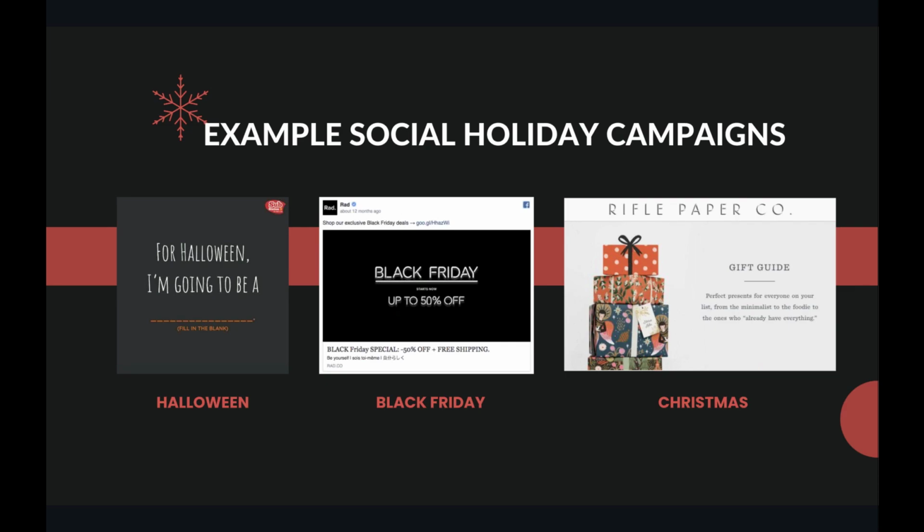Okay, and then last but not least for social, we do have a couple of examples here. Again, this is very, very limited, but just to show you a couple of ideas to get your creativity going. For example, for Halloween, you could do something like, "For Halloween, I'm going to be a blank." That is more of a universal holiday than some of the more niche ones. So we always love seeing pictures of people in their Halloween costumes from years past. So a really great way to start an engaging conversation there.